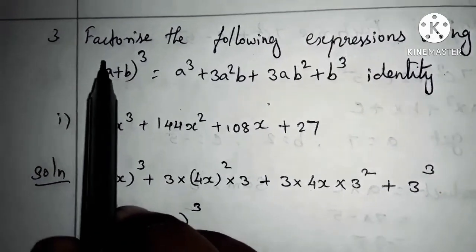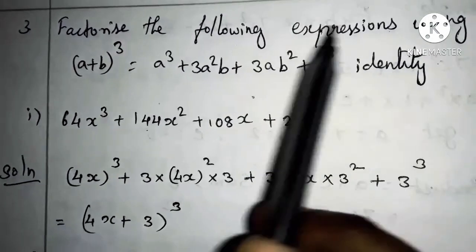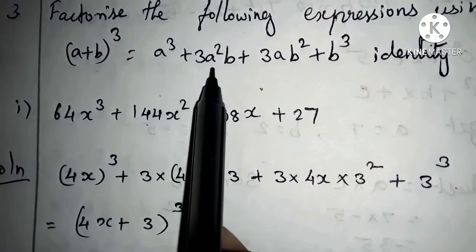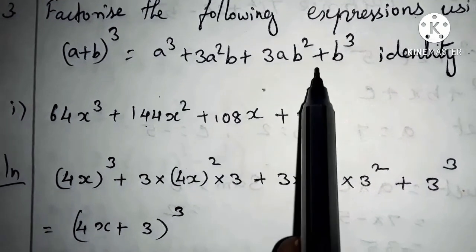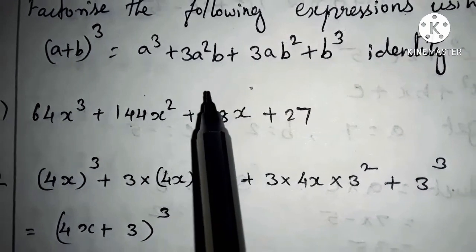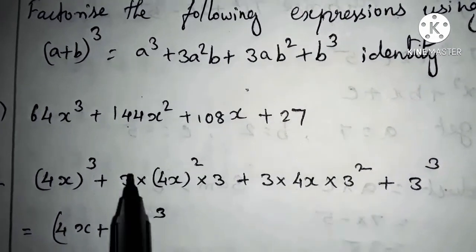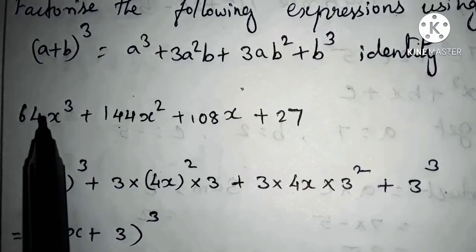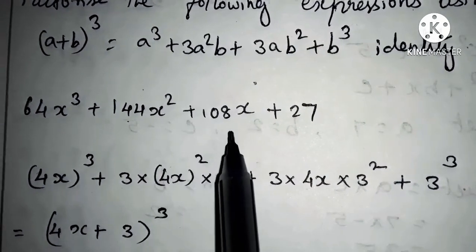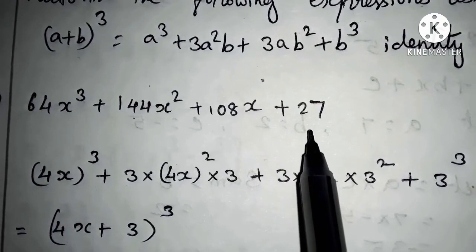Third sum, factorize the following expressions using the a plus b whole cube equal to a cube plus 3a square b plus 3ab square plus b cube identity. Using this identity, you have to find the factorization for the given algebraic expression. First one, 64x cube plus 144x square plus 108x plus 27.